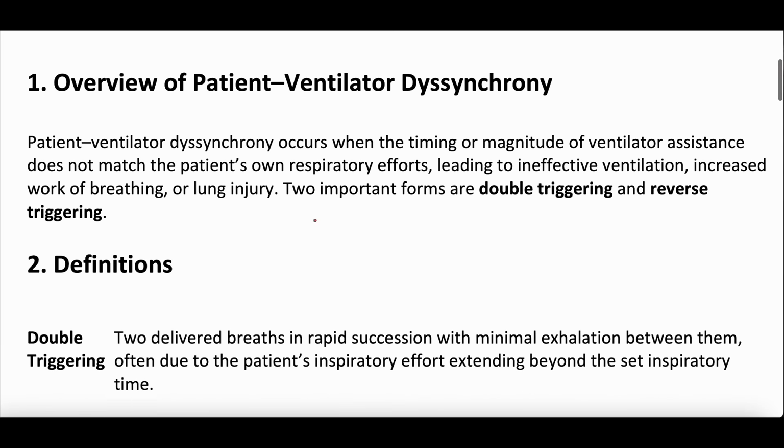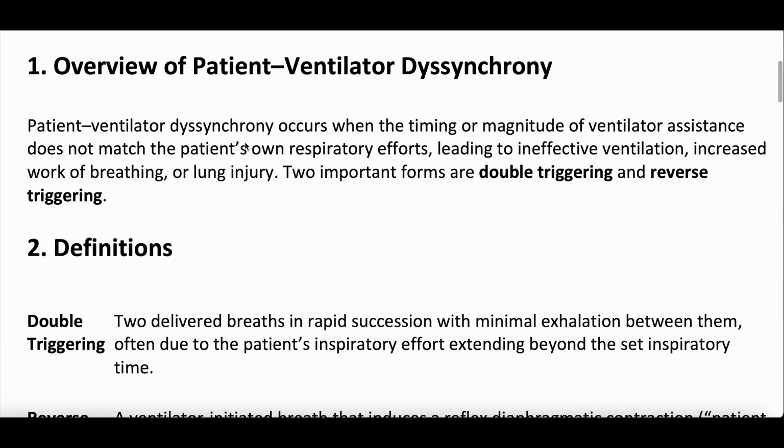So to start with, an overview of ventilator desynchrony in general. Patient-ventilator desynchrony occurs when the timing or the magnitude of the ventilator assistance does not match the patient's own respiratory efforts. This can lead to things like ineffective ventilation, increased work of breathing, or even injury to the lung, ventilator-induced lung injury, also known as ventilator-associated lung injury.